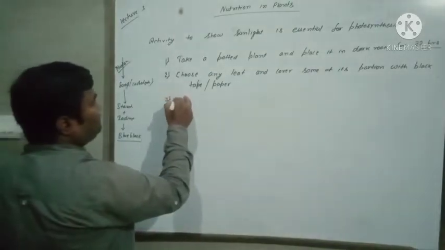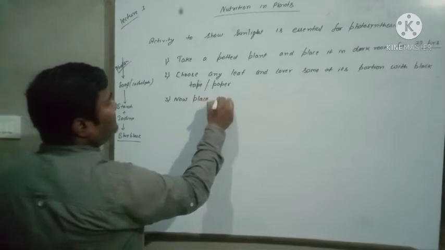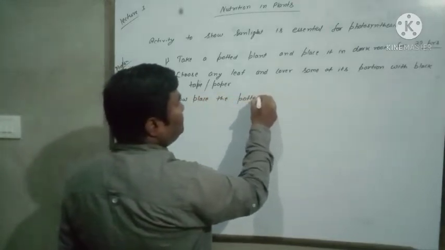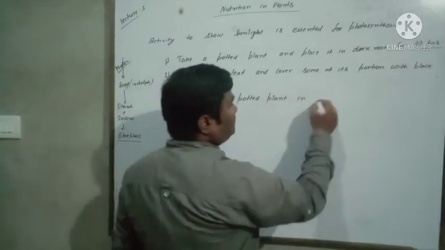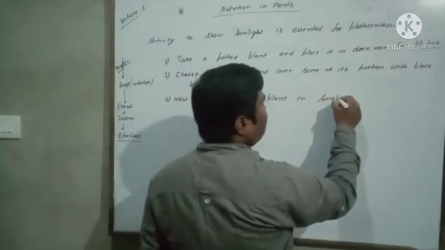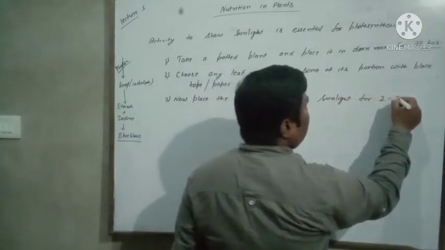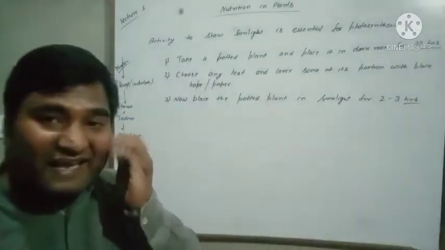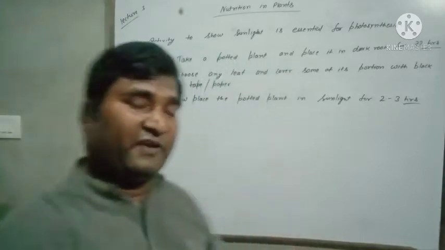Third point, now place the potted plant in sunlight for 2 to 3 hours. 2 से 3 घंटे के लिए इस प्लांट को फिर से सनलाइट पे छोड़ देंगे.